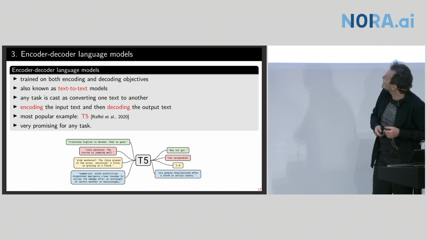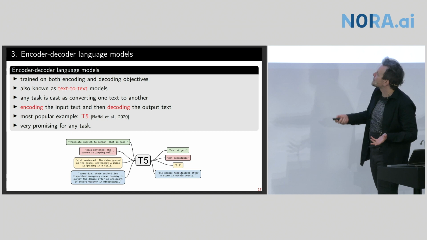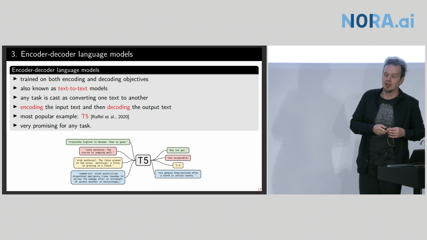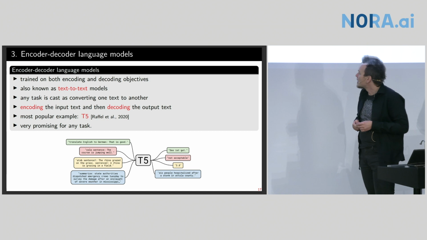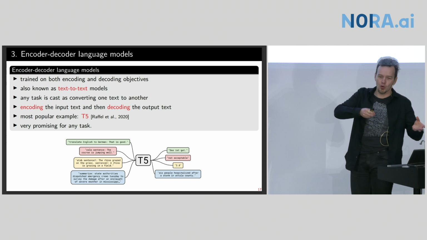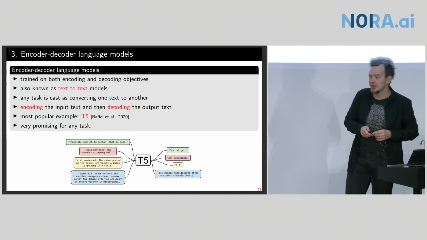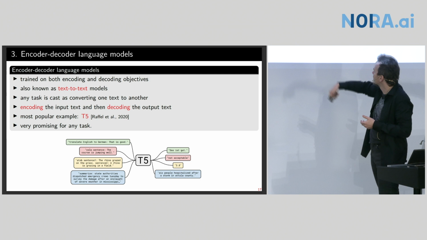And then we have the so-called encoder-decoder language models, which are trained on both objectives, so both encoding and decoding. They're also known as text-to-text models. And the most well-known example is the so-called T5 model. Their idea is that we just cast any task as transforming from one sequence of words into another sequence of words, or maybe not words, but characters. So we can, for example, ask the model to translate English to German, right? And then we train on input sentence and output sentence.